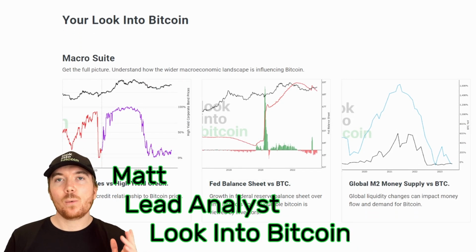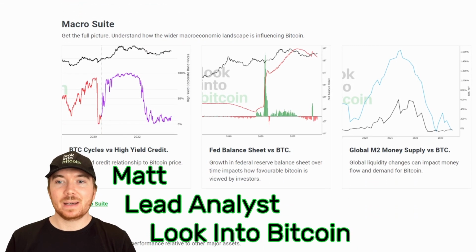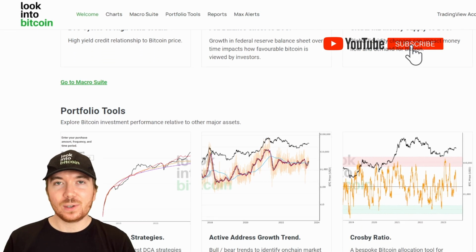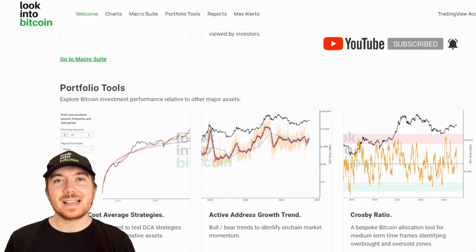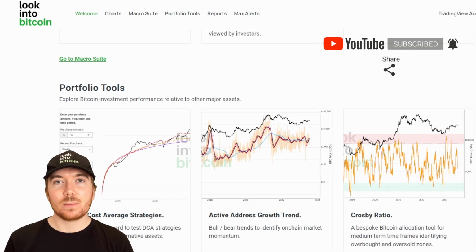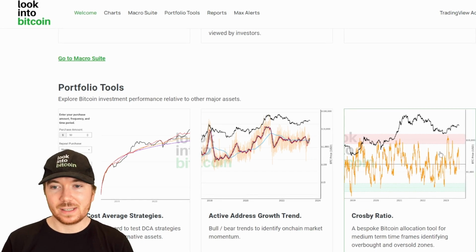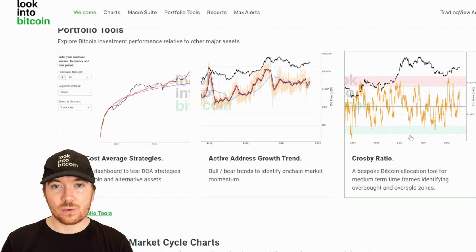Today we're going to be looking at one of the new tools on lookintobitcoin.com under the portfolio tools section for all you new Look Into Bitcoin subscribers. Now this is an indicator that is more catered towards more frequent mid-cycle trading, or to use as confluence for your longer term investing. And it's this one here, the Crosby Ratio.